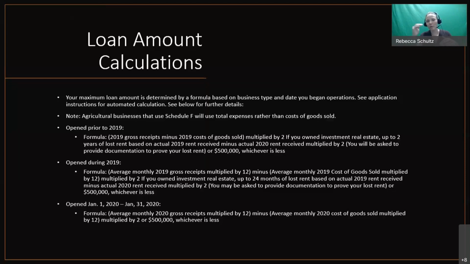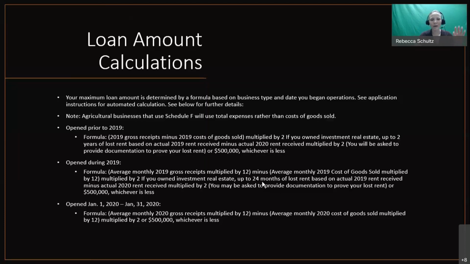So if you run into numbers that are above 500,000, 500,000 is the max for anybody. Now, if you opened on January 1st of 2020, they're going to look at that same type of average, but they're going to be averaging it for 2020 instead of 2019, and then comparing the gross revenues or gross receipts minus the cost of goods.